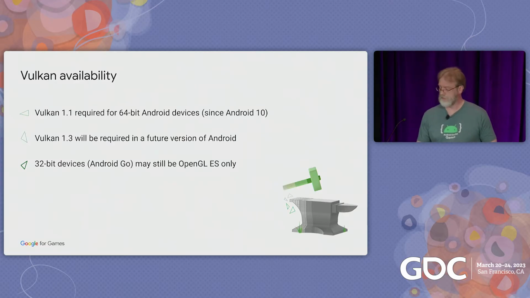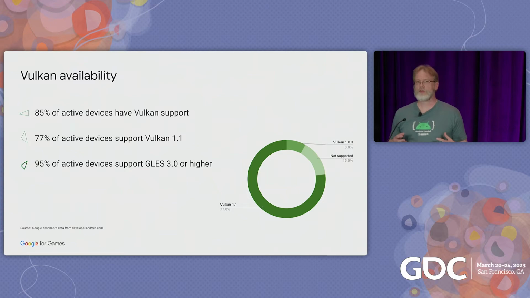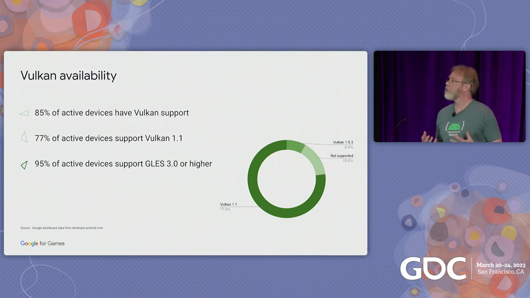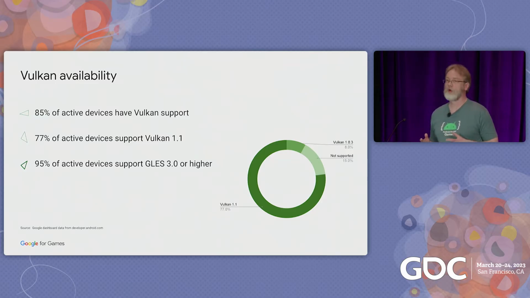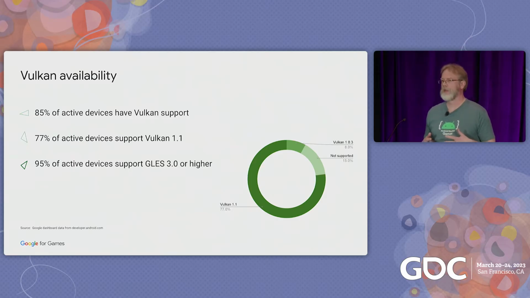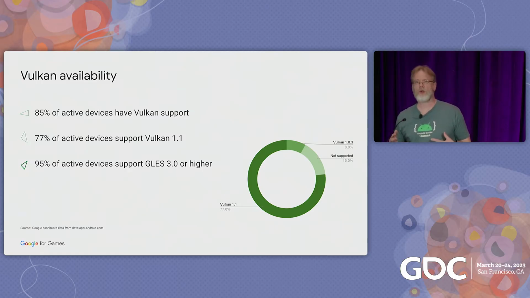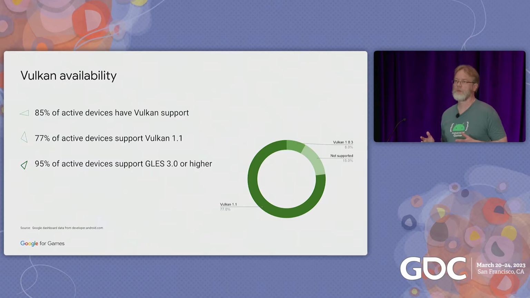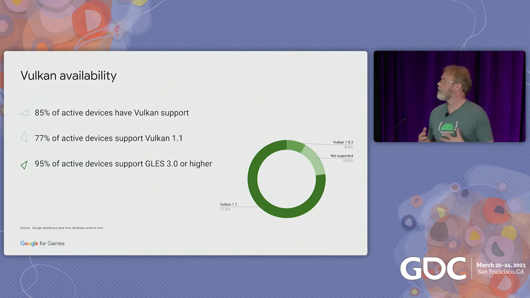of Android devices. Now, what that looks like in the real world, in terms of active devices, that is, devices which are actively connecting to Google Play, about 85% of those currently have Vulkan support. 77% of active devices support Vulkan 1.1. And to contrast that with OpenGL ES, at this point, about 95% of devices support 3.0 or higher, which I think is interesting in context because we have finally reached the point in the Android ecosystem where those older OpenGL ES 2.0 devices are only representing about 5% of active devices. So we have reached a point where there is significant support for Vulkan in the Android ecosystem.